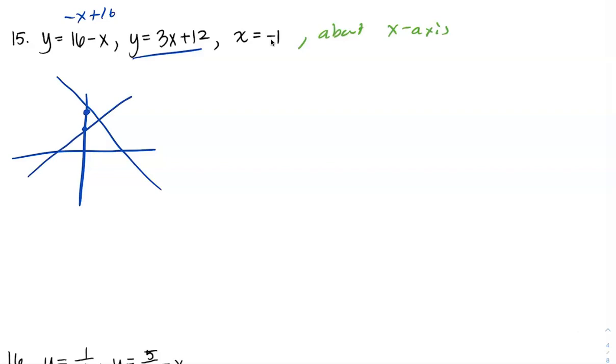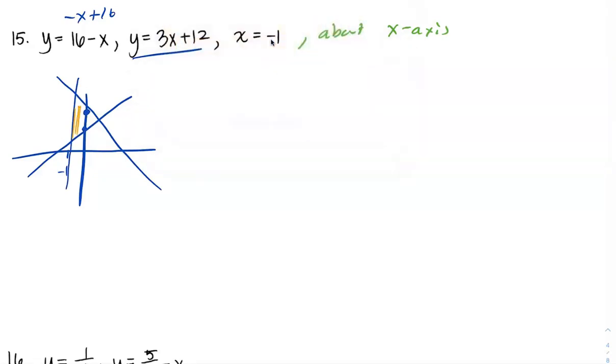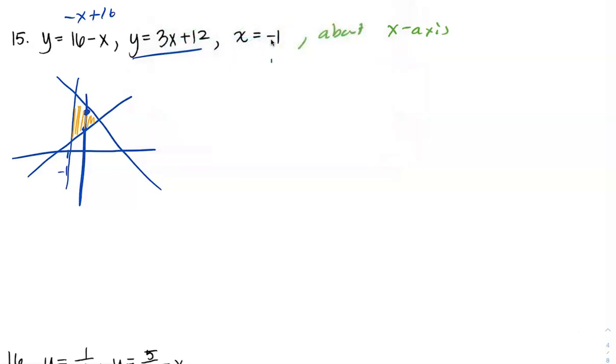And then x equals negative 1. So negative 1 will be over here. So like right there. So I'm looking for this region right here. This is where I'm going to spin it across. So again, notice two equations, so this is a washer method again.